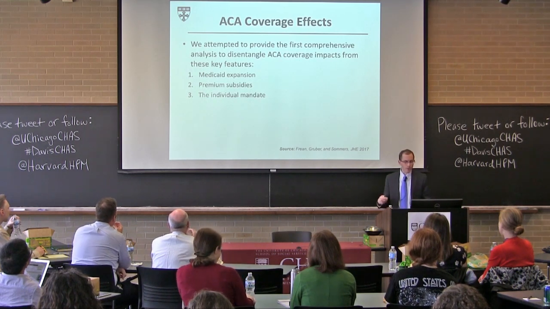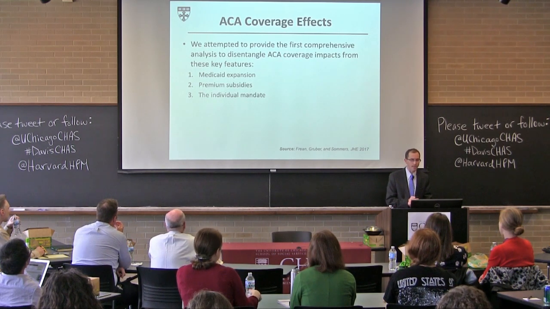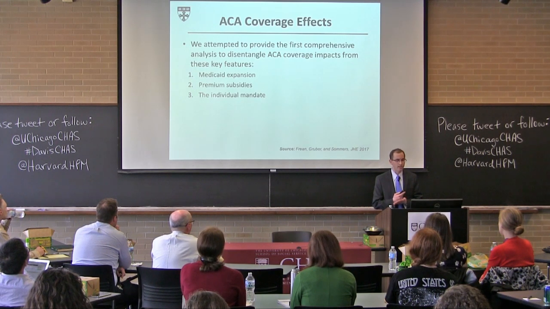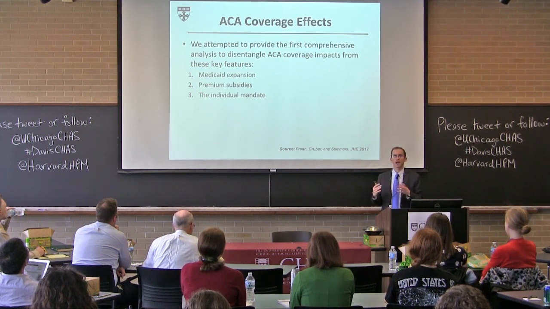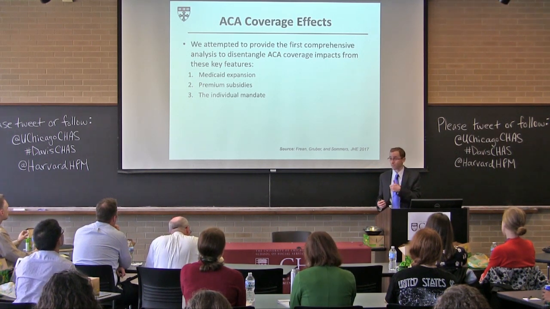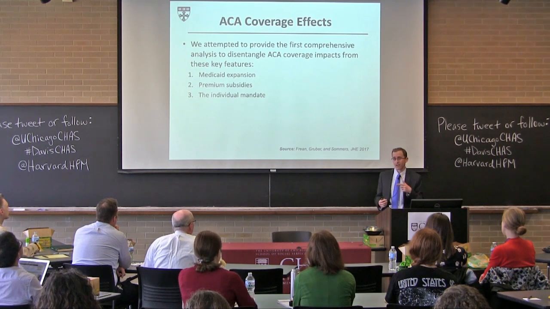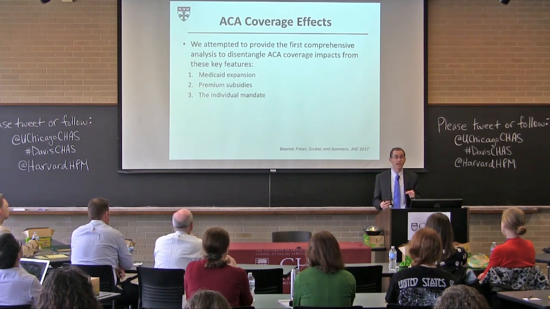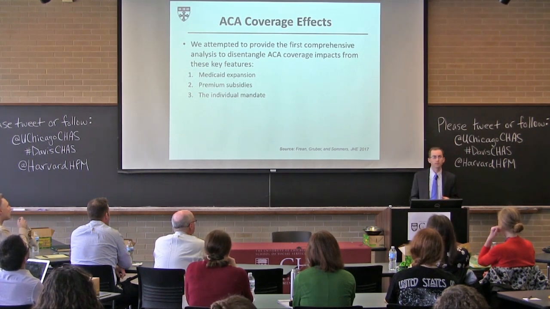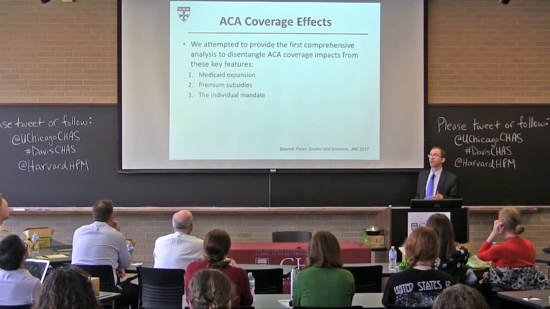So in a paper that is coming out shortly in the Journal of Health Economics, but is already online if you want a working paper version, John Gruber, Molly Frean, and I really tried to piece out the main policies in the ACA that could have affected coverage. So first, of course, is Medicaid expansion. I'm going to break that down in a little bit more detail because it's not just expansion of eligibility, but Medicaid premium subsidies to help people go buy marketplace health insurance, and then the individual mandate.